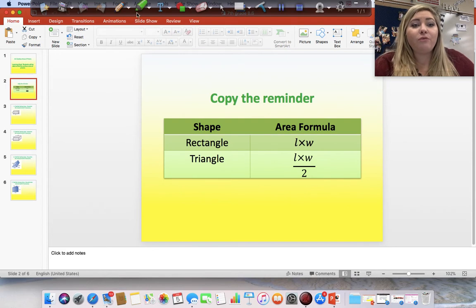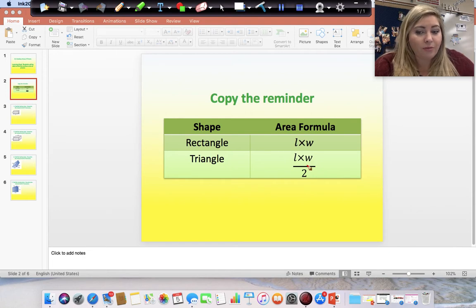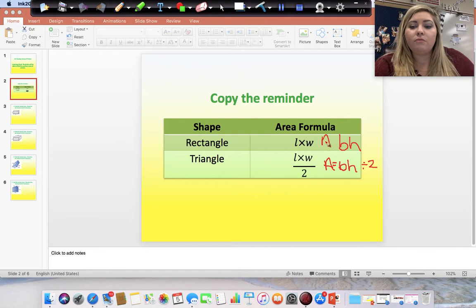All right, so for a reminder, here's our rectangle, and here is the area formula for this rectangle. Here's a triangle, and here's our triangle formula. Length times width divided by 2, or base times height divided by 2. We could also say this, okay? So let's jump into it.